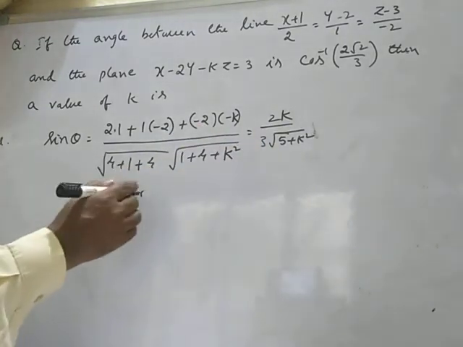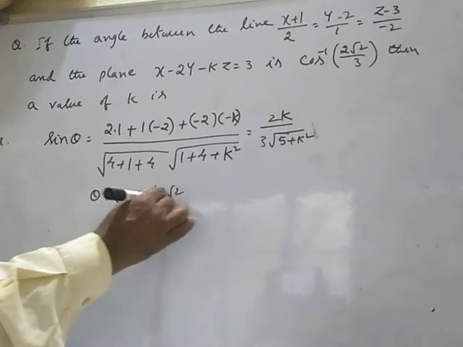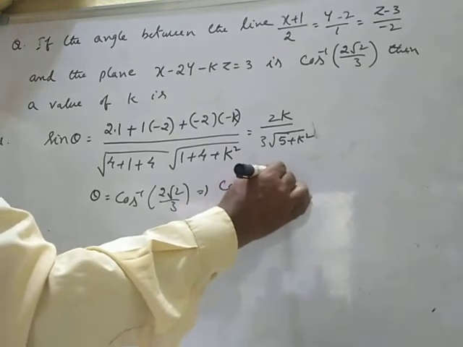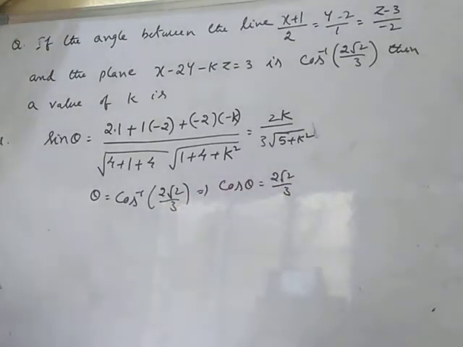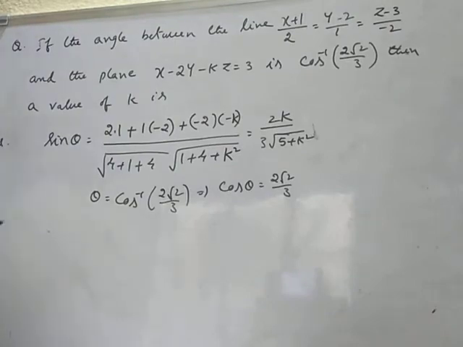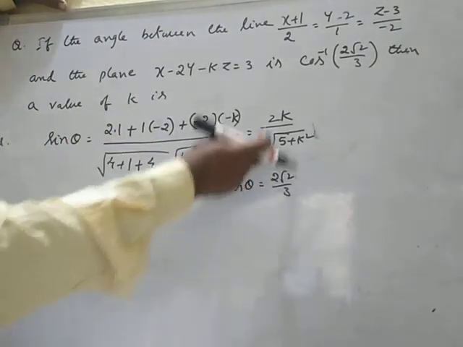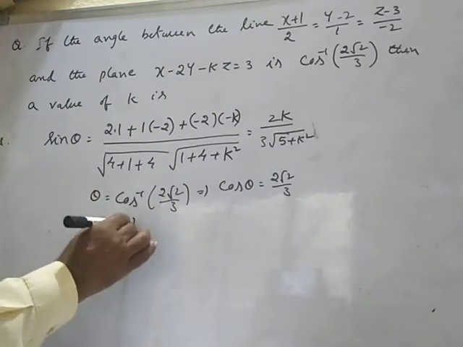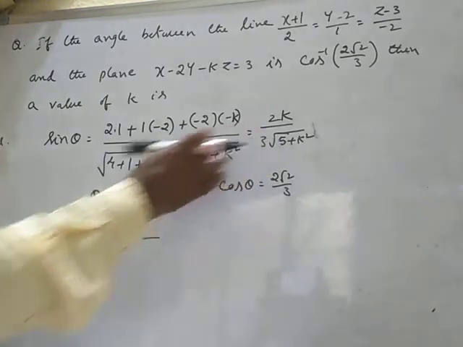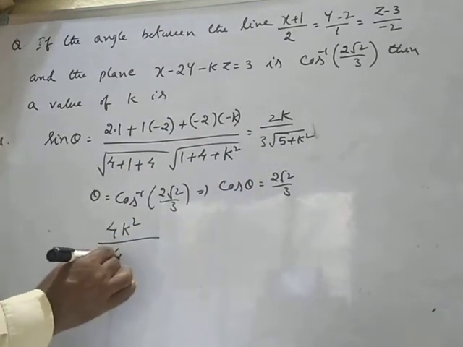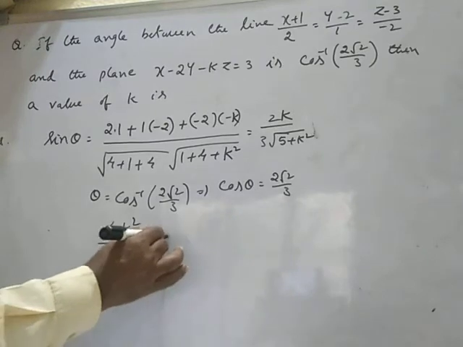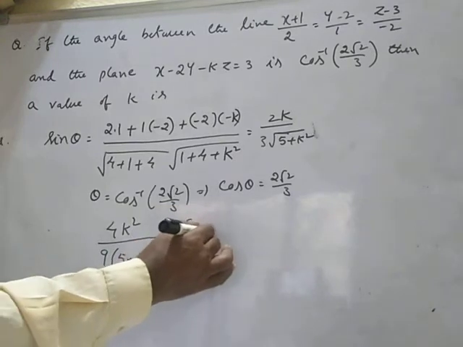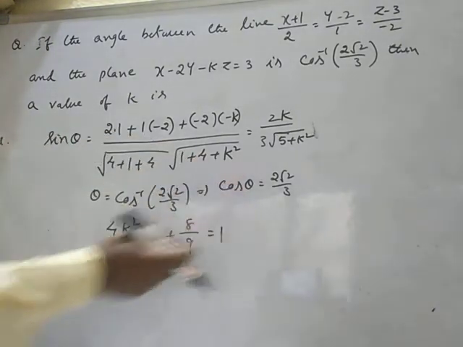Now theta is given by cos inverse of 2 root 2 by 3. That implies cos theta is equal to 2 root 2 by 3. Now squaring and adding these two: 4k square by 3 3s are 9 into 5 plus k square, plus 2 2s are 4, 4 2s are 8 by 9 is equal to 1. This is sin square theta plus cos square theta is equal to 1.